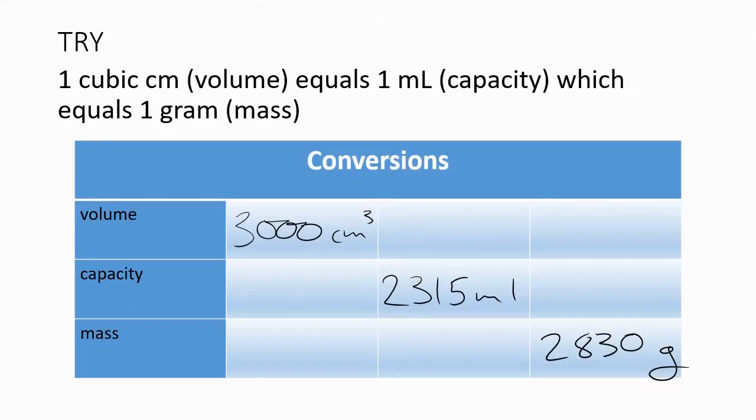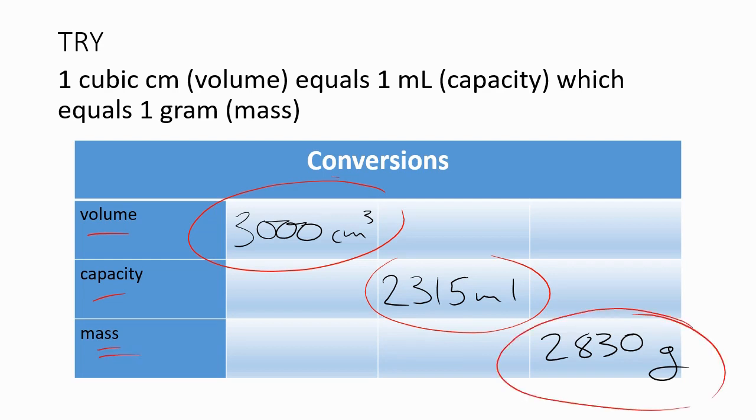Okay, here we are. I want you to have a go at this all by yourself. 3,000 centimeters cubed. What is that as a capacity and as a mass? 2,350 milliliters as a volume and a mass, and 2,830 grams as a capacity and a volume. Okay, see if you can have a go all by yourself.